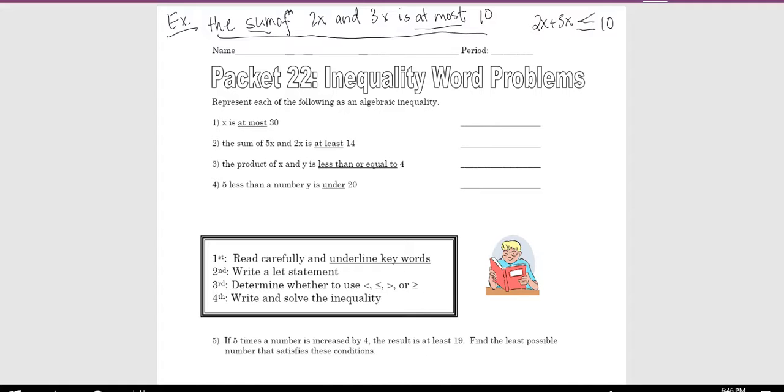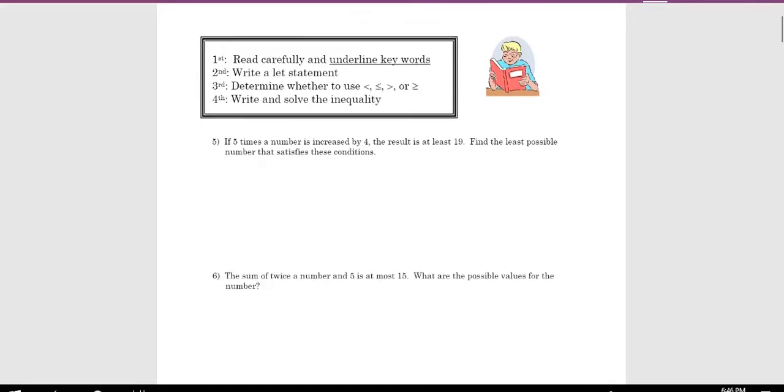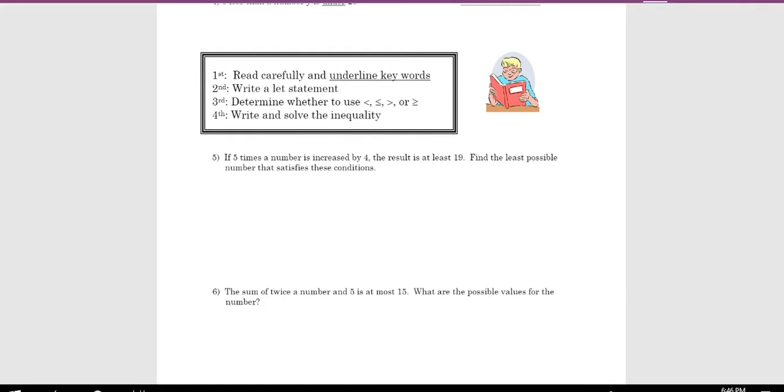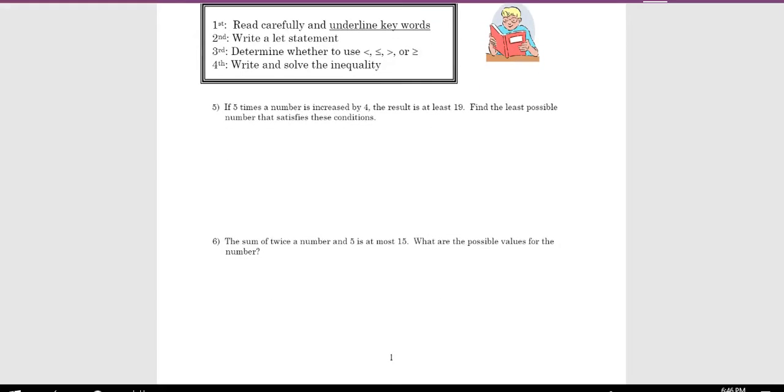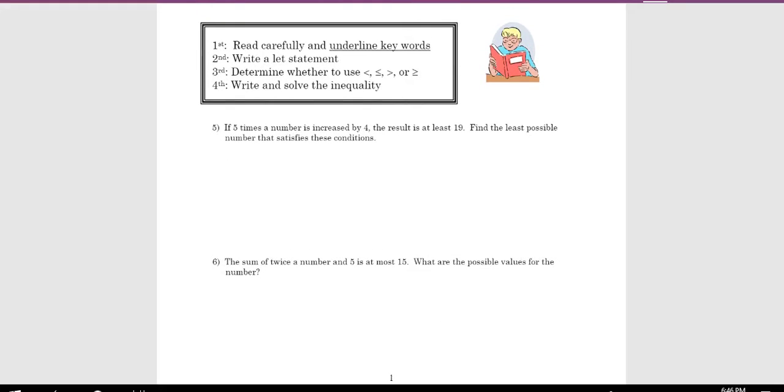After that, I would like to show you an example of what you have to do for the rest of the problems. So let's do number 5 together. So here you don't have to solve for anything, you just have to write the phrases as inequalities. Here you will have to solve the problems, and they give you 4 steps. Read carefully and underline keywords. Write a let statement. Determine whether to use less than or equal to, greater than or equal to, or equal to, and write and solve the inequality.